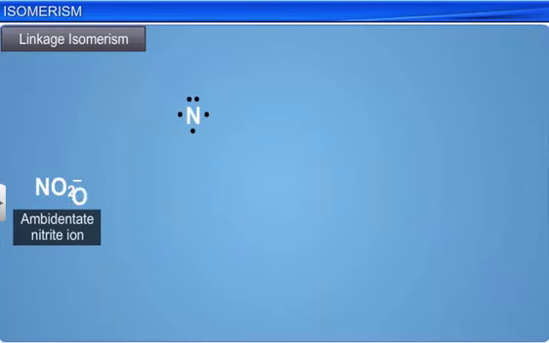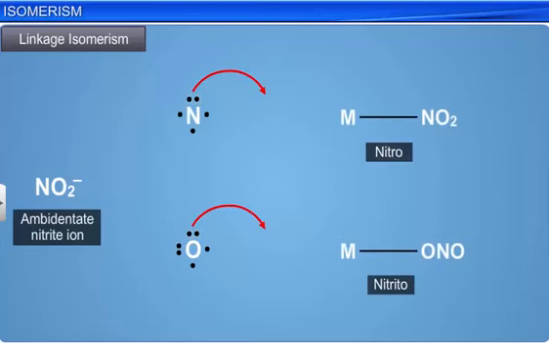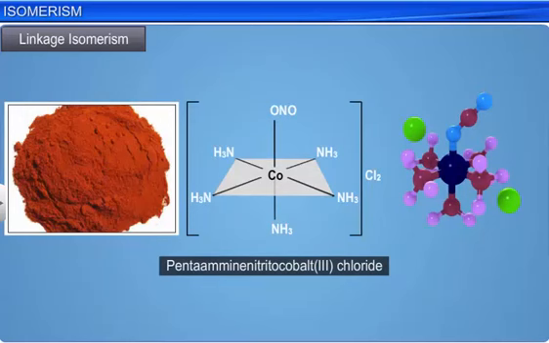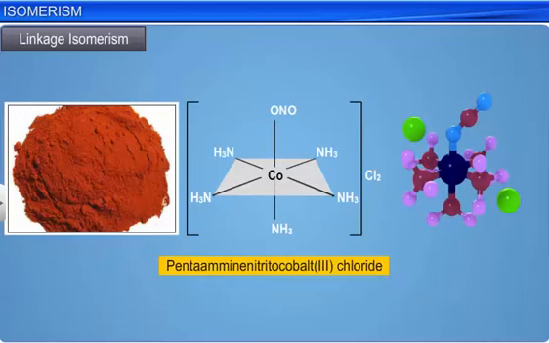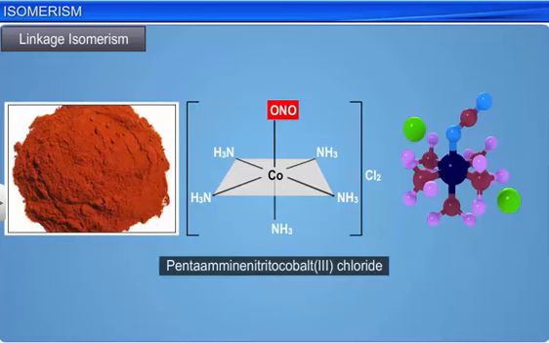Two different complexes, each containing nitrite ions, have been prepared. For example, red pentaamine nitrito cobalt 3 chloride, in which the nitrite ligand is bound through oxygen, and yellow pentaamine nitro cobalt 3 chloride, in which the nitrite ligand is bound through nitrogen to the metal ion.